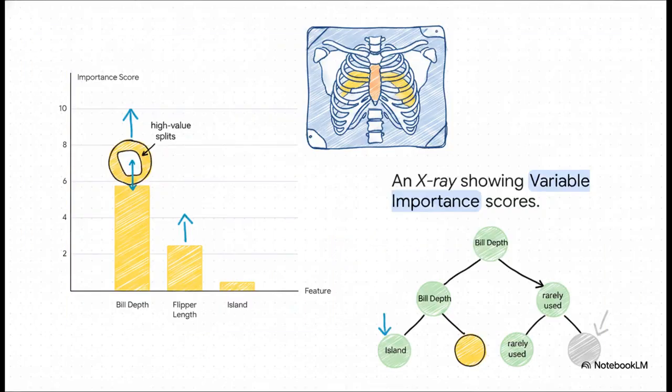And because a single decision tree is so transparent and interpretable, we can easily extract variable importance scores. These act like a diagnostic X-ray for our model. If a feature, like bill depth, is constantly being used to make really high-value splits, it gets a high importance score. On the flip side, if a feature is almost never used, we instantly know it's not really contributing much to the model's overall intelligence.